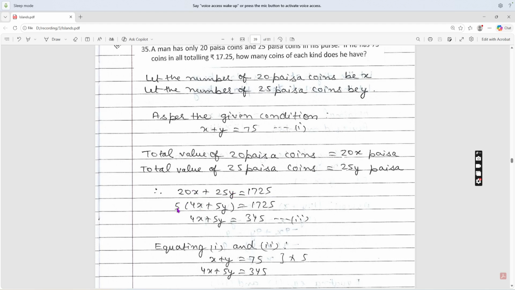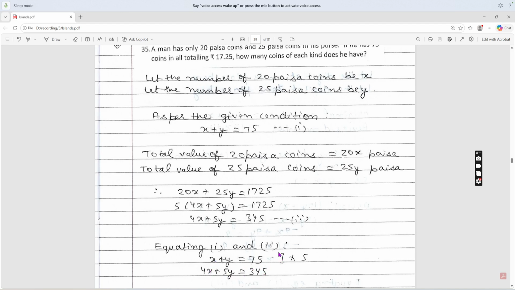Now just take 5 common from this. So we are getting 4x plus 5y is equal to 1725 divided by 5, that is equal to 345. It is equation number 2. So now we are going to equate equation 1 and 2. Equation 1 is x plus y is equal to 75, and 4x plus 5y is equal to 345.